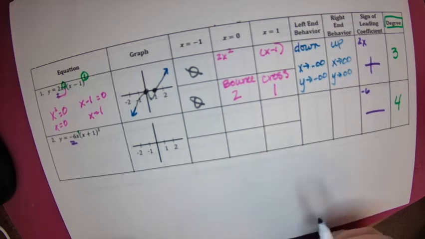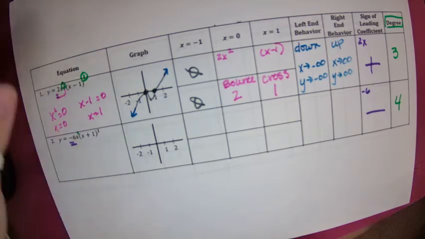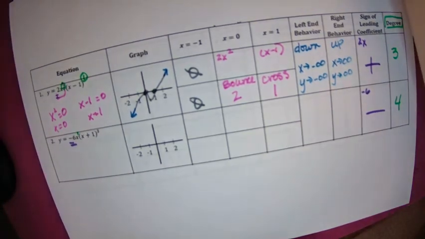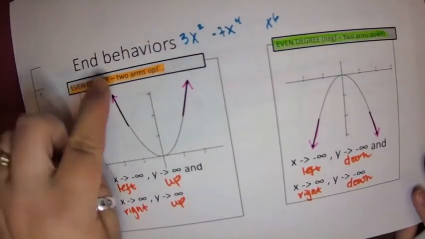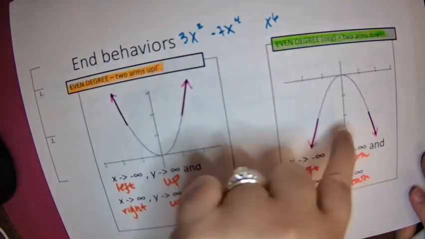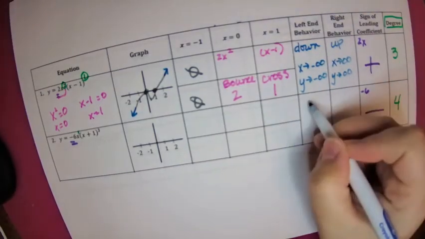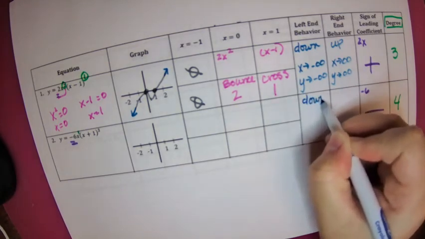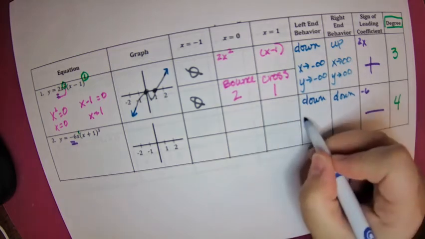So that means if I have an even group and negative, let me pull that guy up to refresh our memory. If I'm even but negative, that means I've got 2 arms down. That means this is my end behavior group. Okay, so left arm is going down, right arm is going down. This is how we write that.